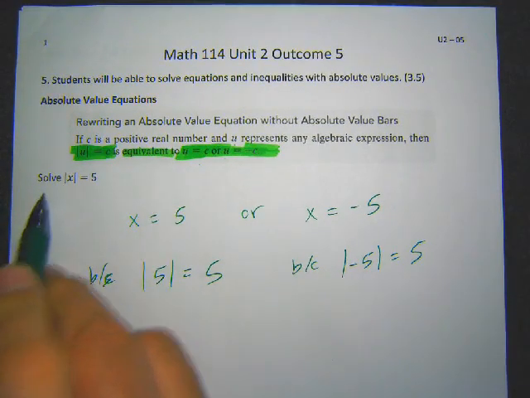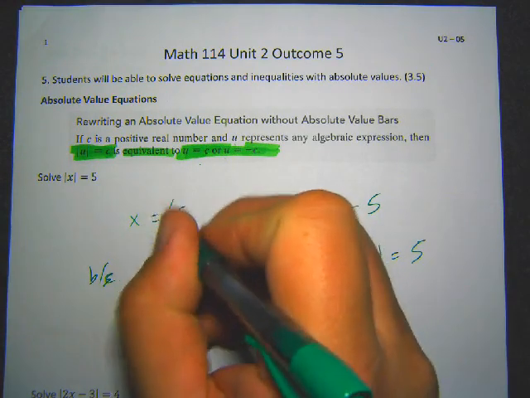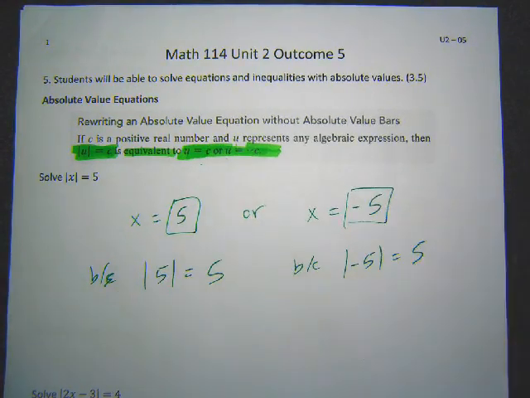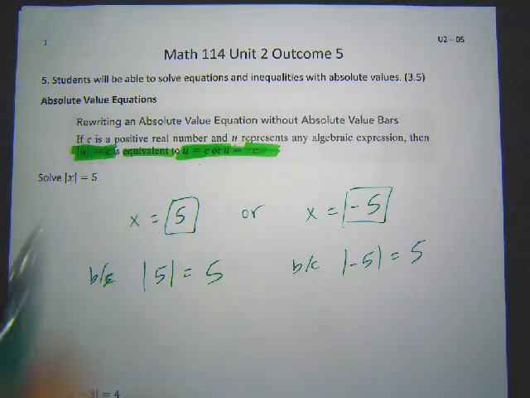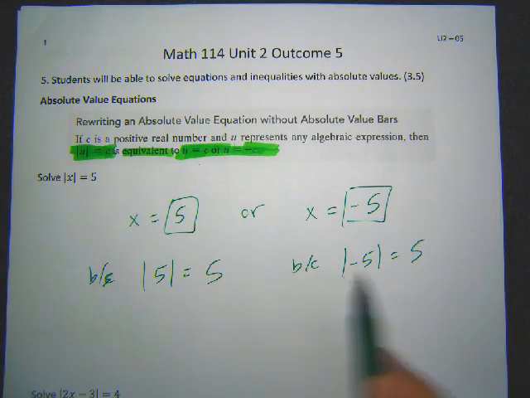Remember, when you solve an equation, you're just looking for numbers that make it true. So both of these numbers, both 5 and negative 5, would work. Both of those would make this expression true. 5 goes in there and it makes it work. Negative 5 goes in there and it makes it work. So this will work for all absolute value equations.